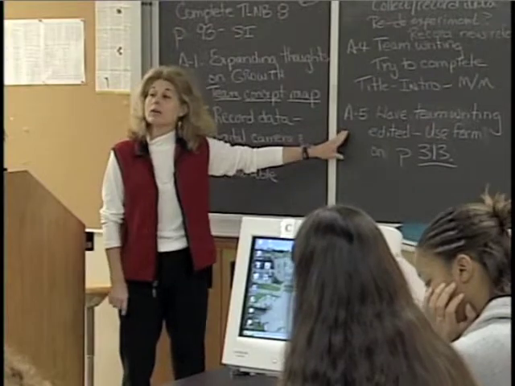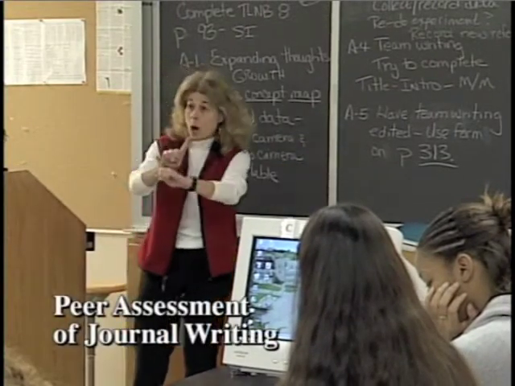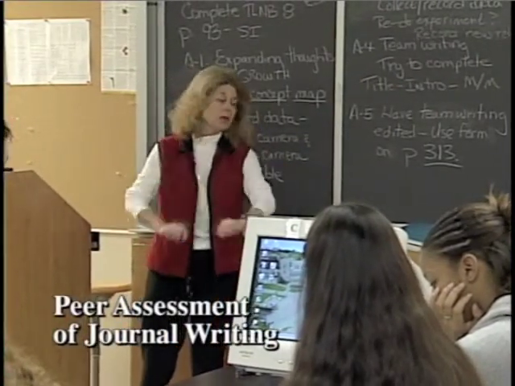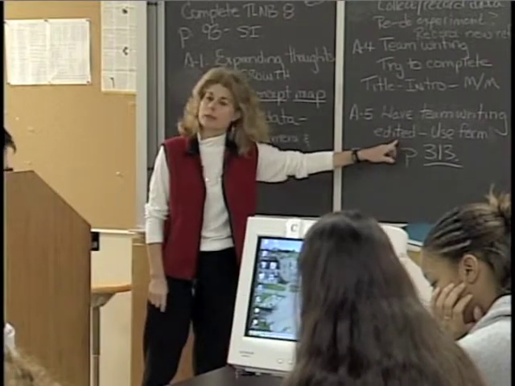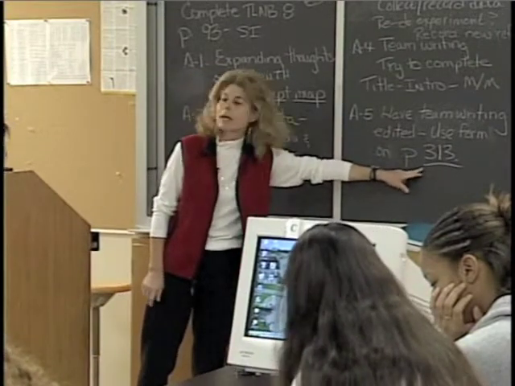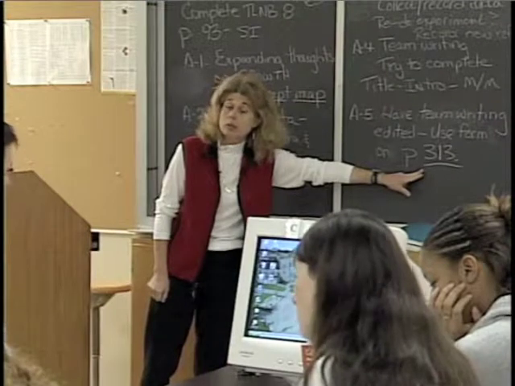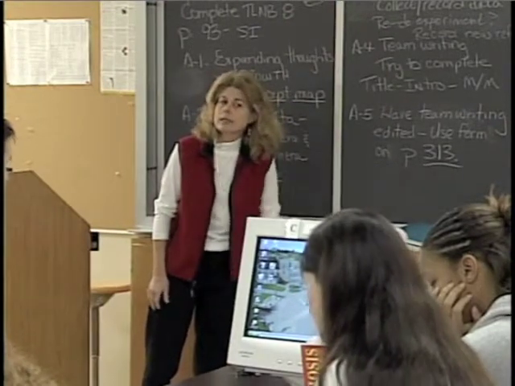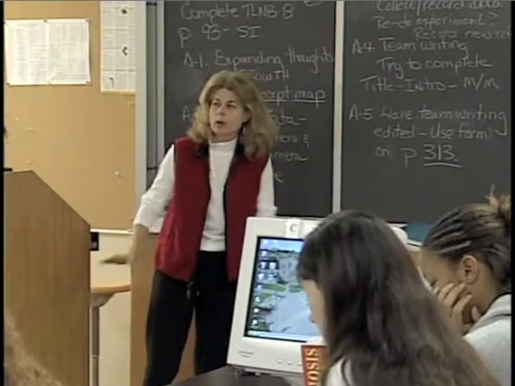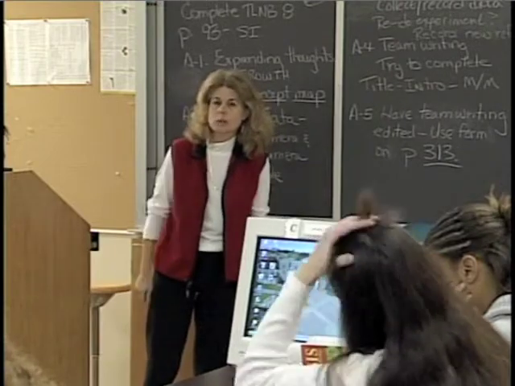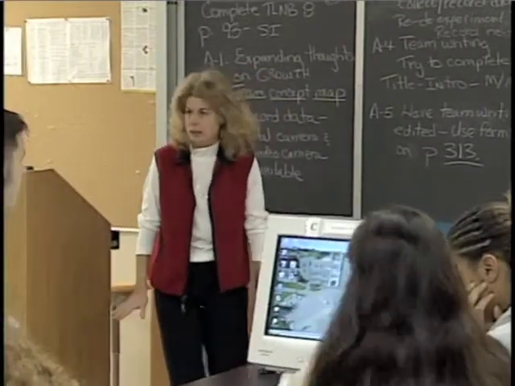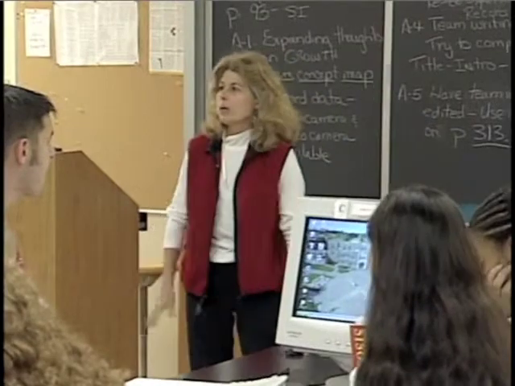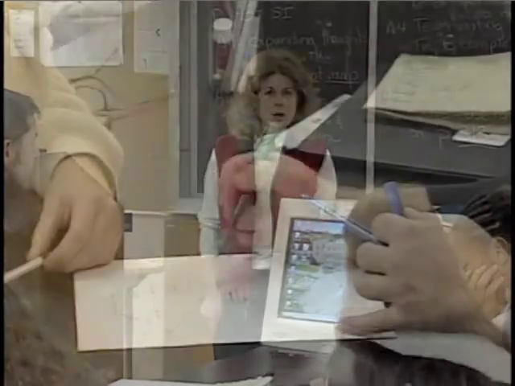Okay, and then activity 5 is a team-to-team swap, as we have done previously, where you are editing somebody else's writing. There's a form on page 313 in the lab manual to do that. Remember, this is a really valuable way to help each other get better. It's not like you're grading the team. No, you're just helping them improve their writing.